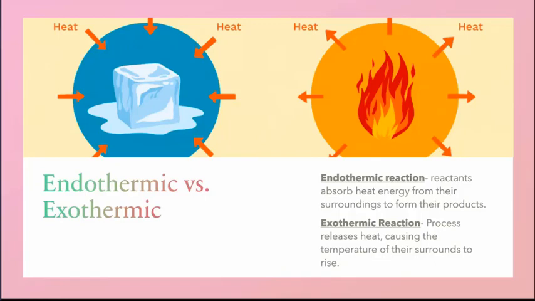Below you can see a visual of the two reactions. The ice is colder than its environment, so the heat is flowing into it, thus resulting in the ice melting. The other image illustrates how the fire is hotter than its environment, therefore heat flows out of the fire into its environment. The environment becomes warmer, whereas the fire becomes colder.